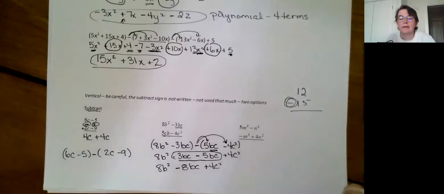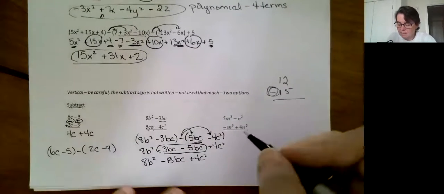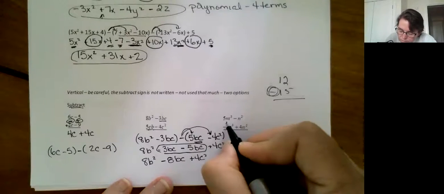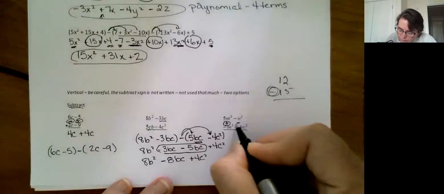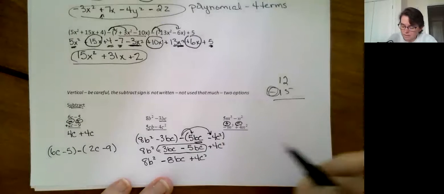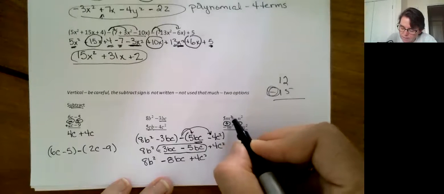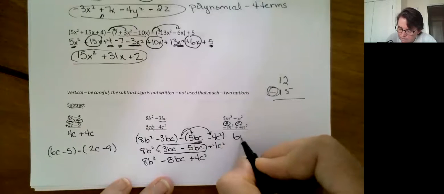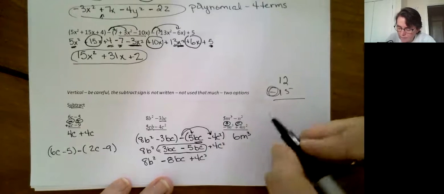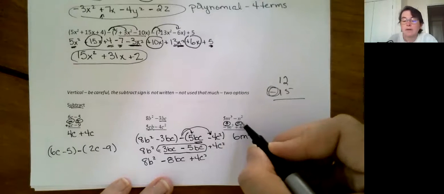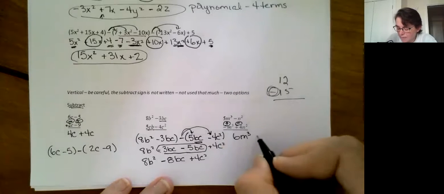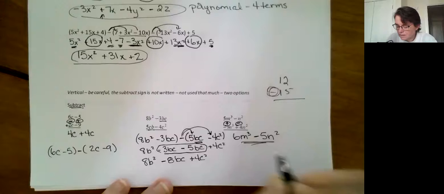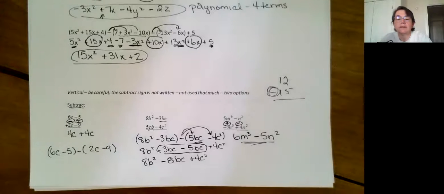All right. I'm going to be lazy on this last one, and looks like I can just do it right here. So just going to put my signs in there. So now I've got 5m to the third plus m to the third. So that's going to give me 6m^3. And now I've got minus n squared minus 4n squared, minus 5n squared. Your choice, whichever way you want to do that.